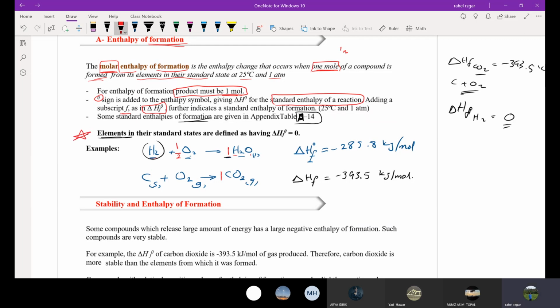This is very, very important, that's why I have written it in bold. You have to remember this one because when we solve questions you use this part. Elements in the standard state are defined as having delta HF of 0. The very element, we don't know where it comes from. The element has already been created, it's already present in nature, that's why it's 0.